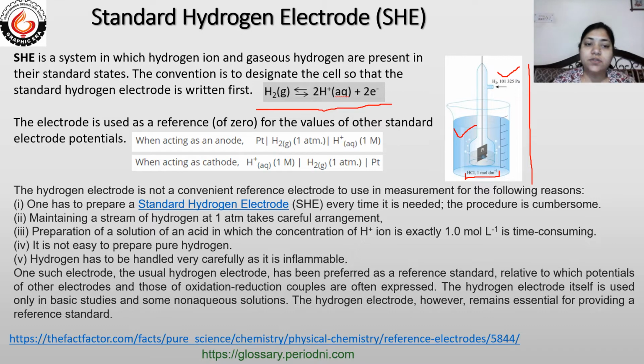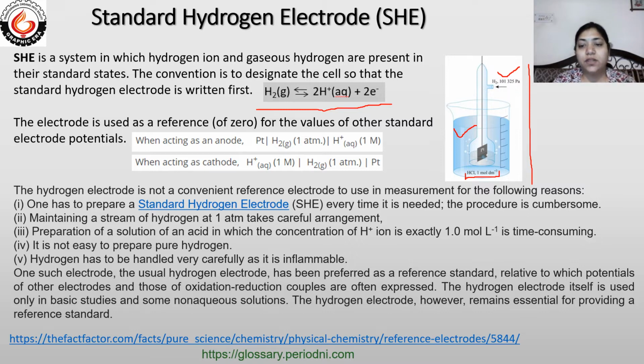Also, it is not easy to prepare pure hydrogen, and hydrogen has to be handled very carefully as it is inflammable. So by these 4 points you will understand that it is not an easy task to use the standard hydrogen electrode in normal lab conditions.